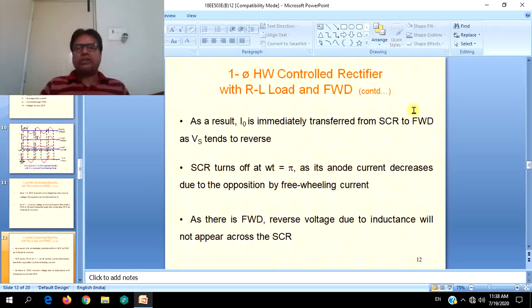So via the freewheeling diode, I0 is immediately transferred from SCR to freewheeling diode, or the load current will be freely flowing through the diode, and at the same time via the diode itself, reverse supply voltage will be applied across the SCR. SCR turns off at omega t equal to pi as its anode current decreases due to the opposition by freewheeling current. Again, as there is FWD, because of that only it is possible, reverse voltage due to inductance will not appear across the SCR. Instead, it will be just across the load only.